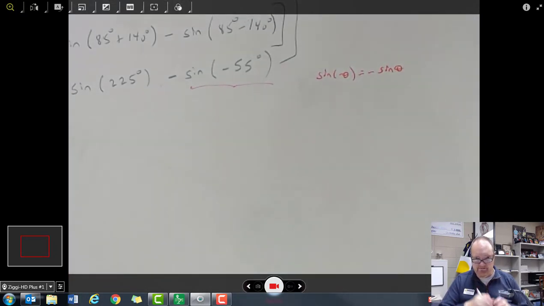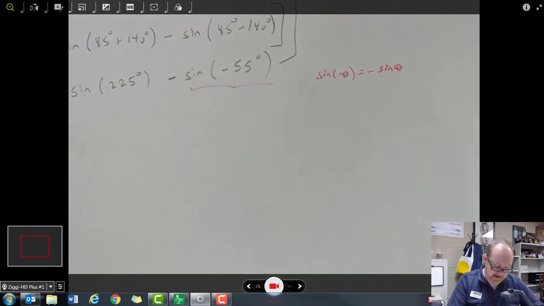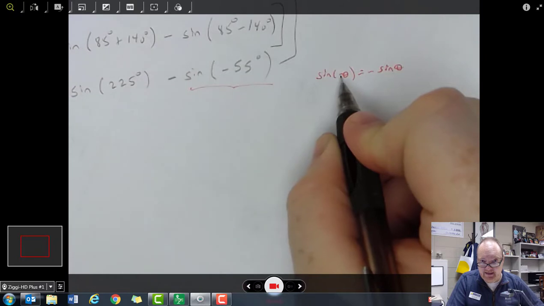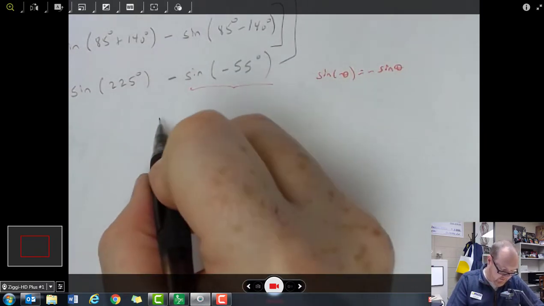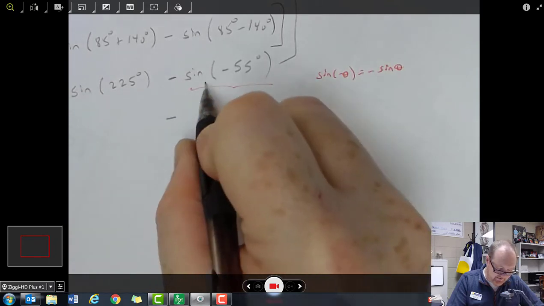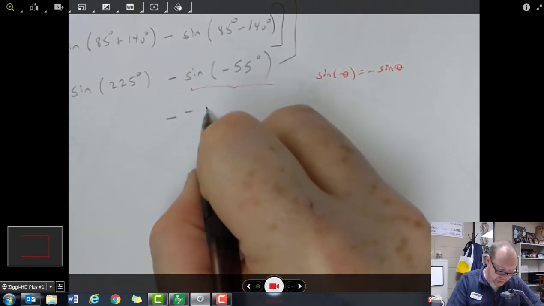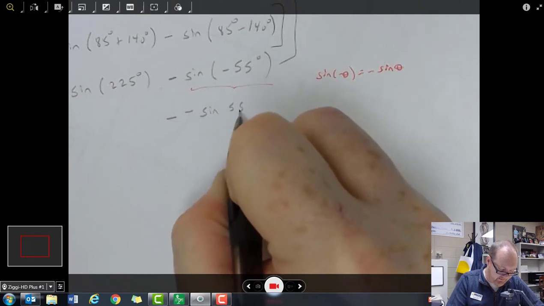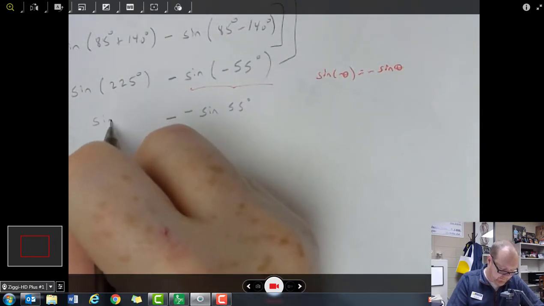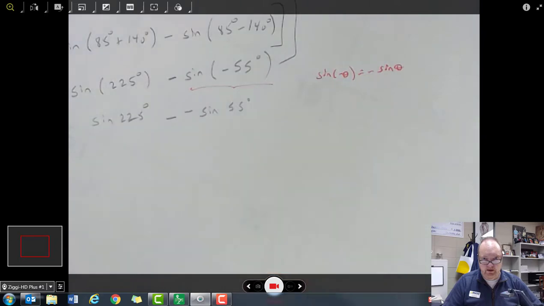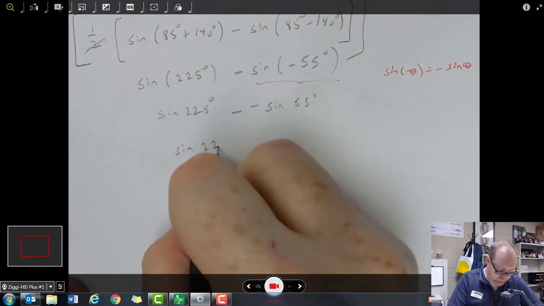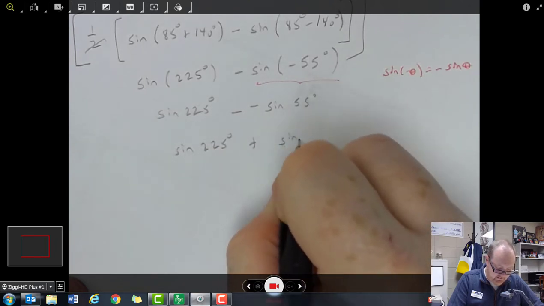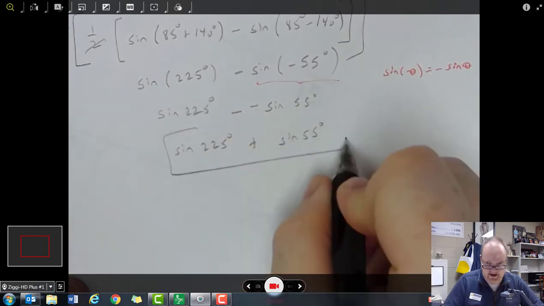So the sine of a negative angle is the same as the negative sine of the positive angle. Again, I am not factoring that negative sign out. This is just a true statement, okay? So if I make use of that identity, the sine of negative 55 is the same as the negative sine of positive 55. And so the best answer probably here is sine 225 plus the sine of 55.